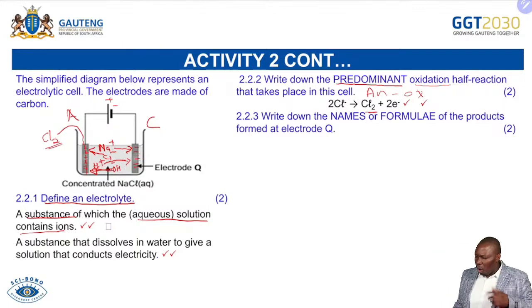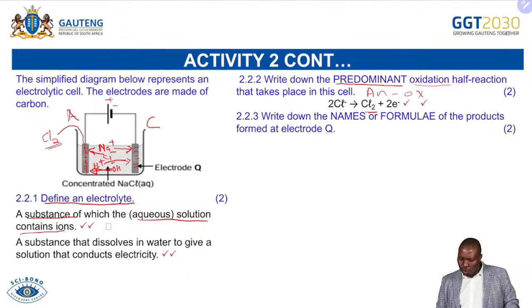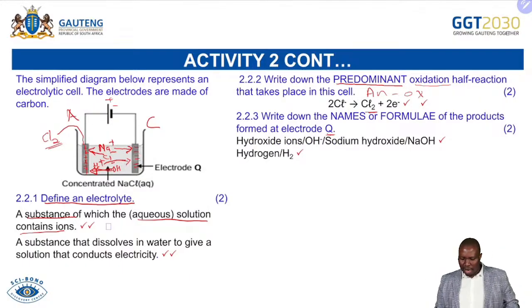Write down the names or formulae of the products formed at Q. Now they want you to write the product that will be formed at Q. So at electrode Q we have sodium plus and H plus. H plus gains electrons, definitely to form hydrogen, but sodium plus will react with the OH minus to form sodium hydroxide. So you can write hydroxide ions, and you can write hydrogen gas at Q as the products formed there.